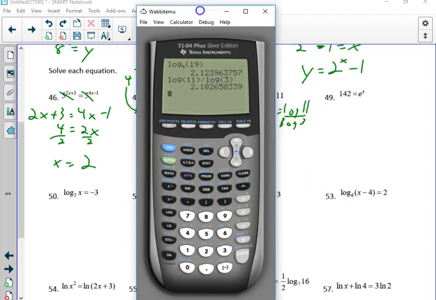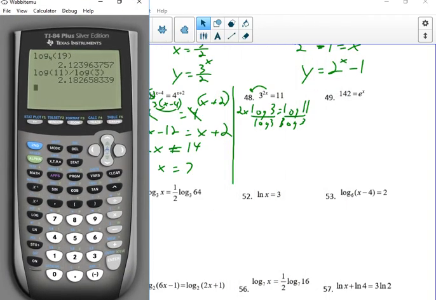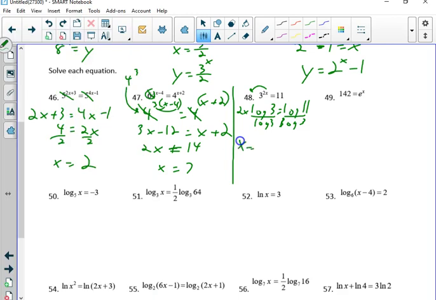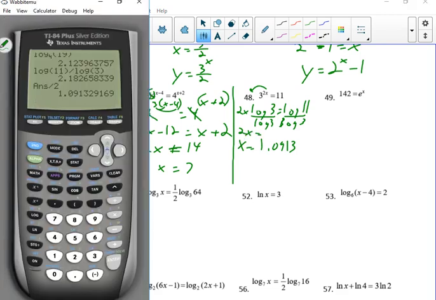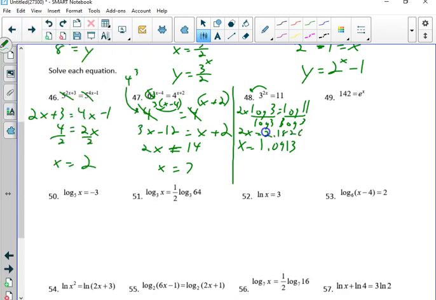I get my answer right here. But remember, that's 2x. 2x is equal to that. So I'm going to divide by 2 and get my answer. X equals 1.0913. Again, if you wanted to, you could have written out 2x equals 2.18265, and then divide by 2. Or just do it with a calculator.